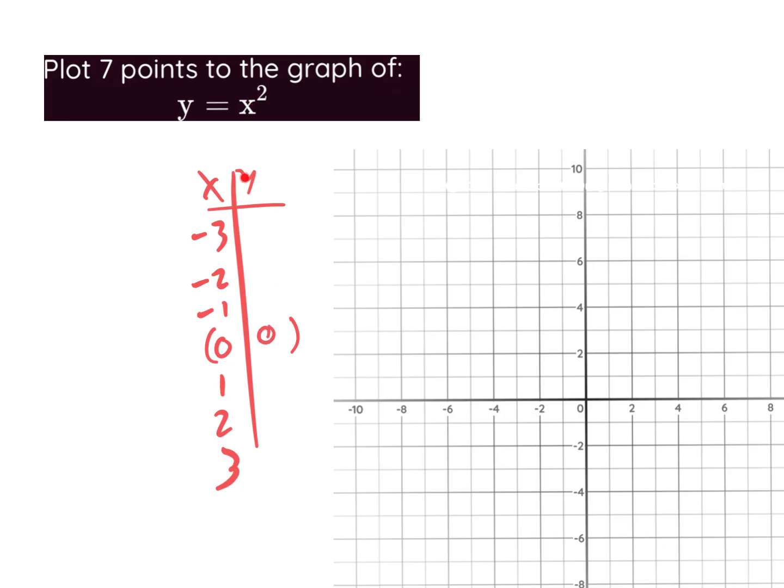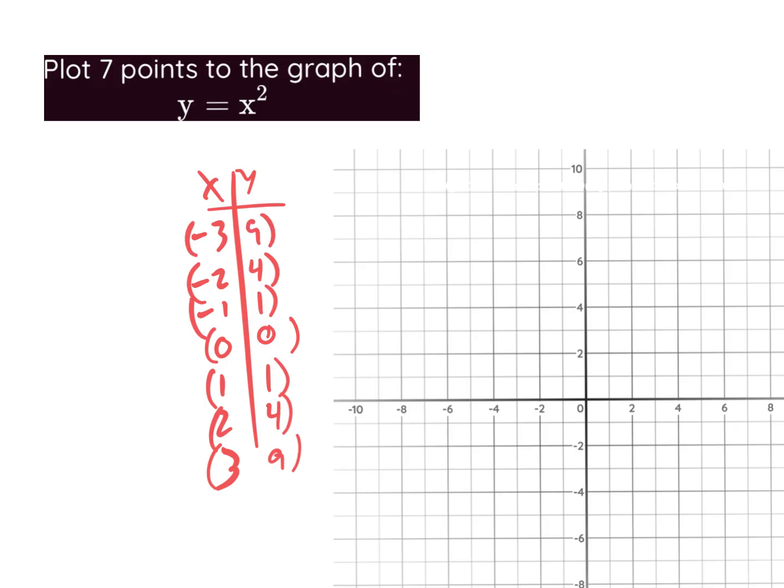And when you plug in a 1, 1 squared is 1. When you plug in a 2, 2 squared is 4. When you plug in a 3, 3 squared is 9. And those are coordinates, okay? Likewise, if you plug in a negative 1, you also get a positive 1 because negative 1 squared is positive 1. Negative 2 squared is also positive 4. Negative 3 squared is also positive 9.